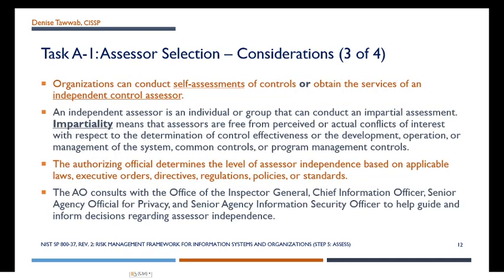Organizations can conduct self-assessments of controls, or they can obtain the services of an independent control assessor. An independent assessor is an individual or a group that can conduct an impartial assessment. Now, impartiality means that assessors are free from any perceived or actual conflicts of interest with respect to the determination of control effectiveness or the development, operation, or management of the system, common controls, or program management controls. So the system owner can't be the assessor. Whoever is going to assess the system has to be impartial and has to basically be an outsider.